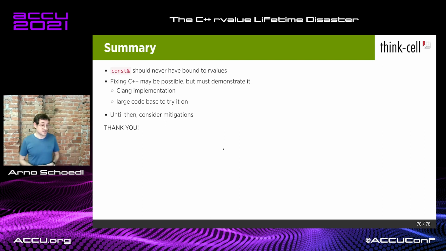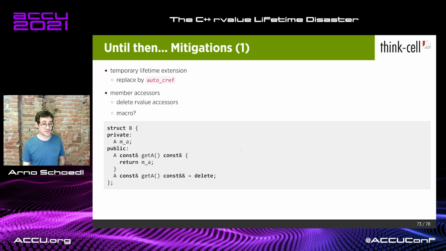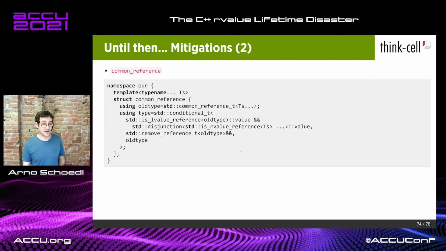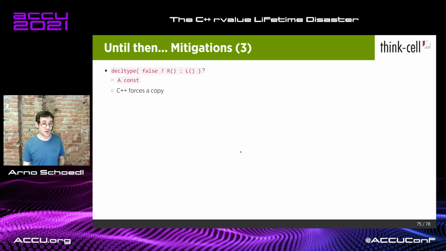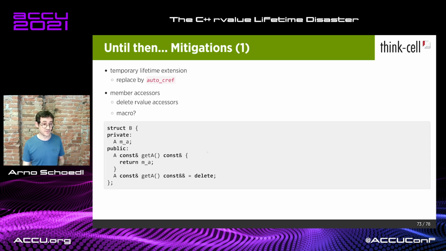We use all the mitigations, all the ones that are listed. We have auto cref, we have the conditional, we can go through them again. So here, mitigations: we have the auto cref, we have common reference, the ternary operator, and we also have the replacement for the member accessors. So we use all of them.